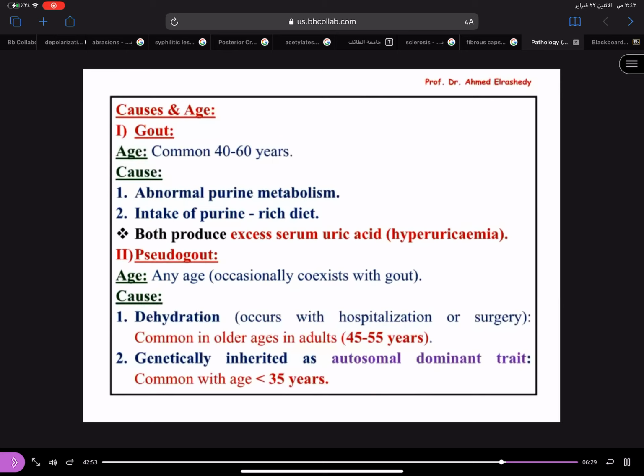So okay, gout usually occurs in middle age. So 40 to 60 is called middle age. Okay, so in this middle age, usually gout appears. And what is the cause of gout? So the main cause is abnormal purine metabolism. So purine is metabolized in a normal person, but if some abnormality occurs, ultimately it will lead to uric acid and then urate crystals. Okay.